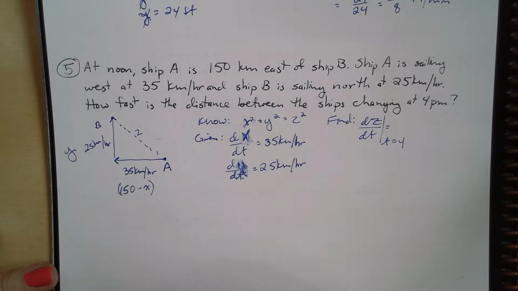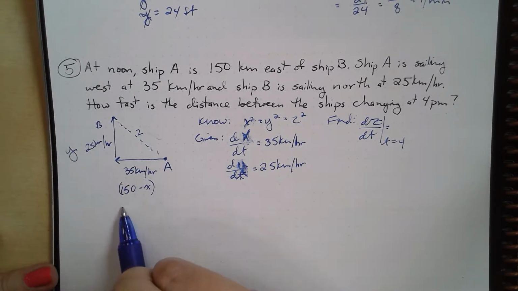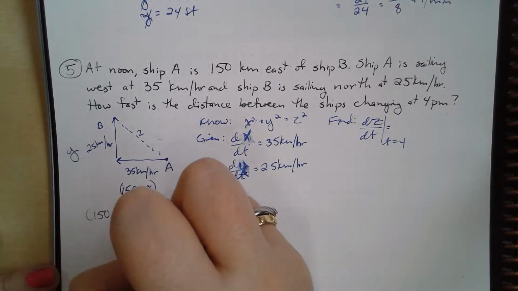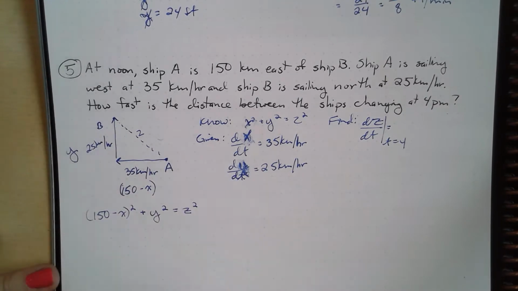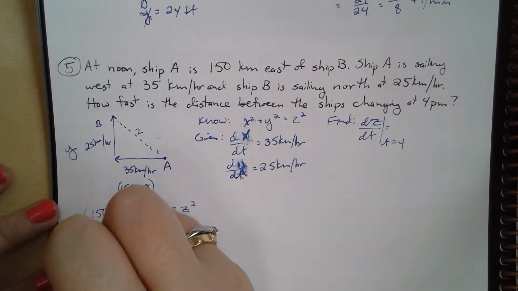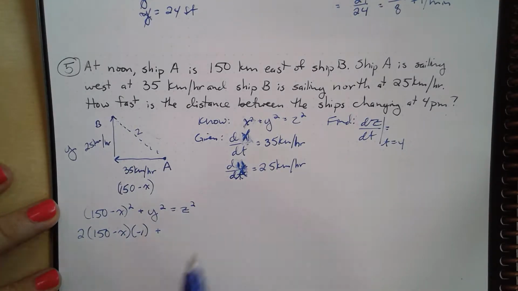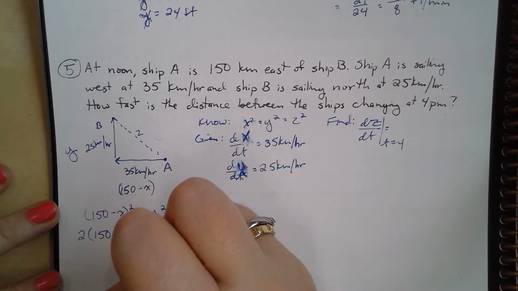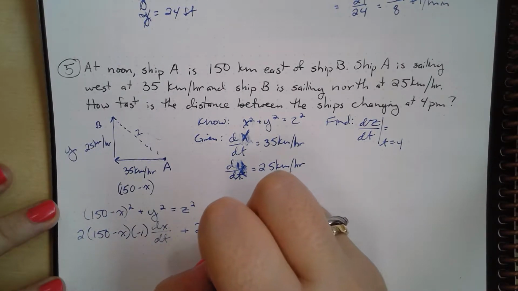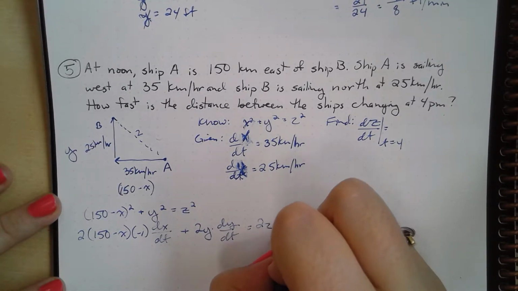So let's set up this equation. We know x squared plus y squared equals z squared. Well, our x value is not just equal to x, it's equal to 150 minus x. So I'm going to write down 150 minus x quantity squared plus y squared is equal to z squared. Now I need to find my derivative here. So I'm going to have 2 times 150 minus x times negative 1 times, cannot forget the most important part here, dx over dt, plus 2y times dy over dt is equal to 2z times dz over dt.